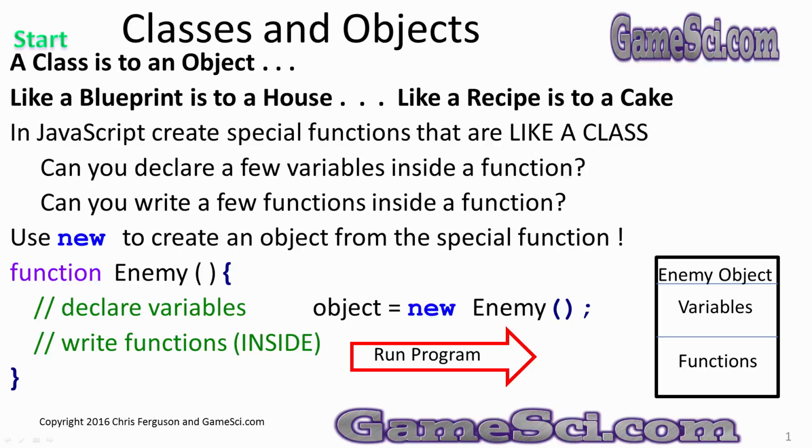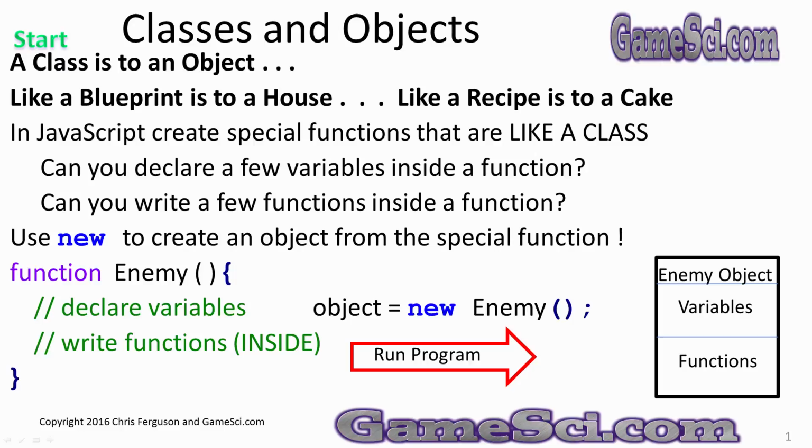Start off with a little warning. While JavaScript is not a traditional object-oriented programming language, JavaScript is flexible and powerful enough that you can make it act like an object-oriented programming language. So many people argue, is it object-oriented, is it not? I'm saying it's powerful enough to act like an object-oriented programming language. So let's do a lesson on object-oriented programming and discuss classes and objects.